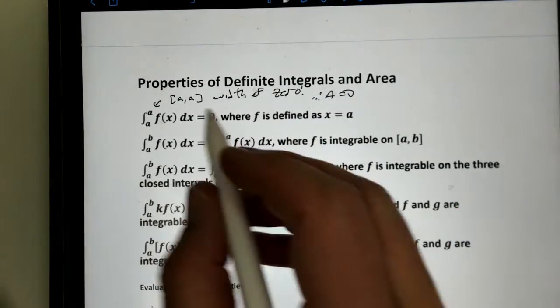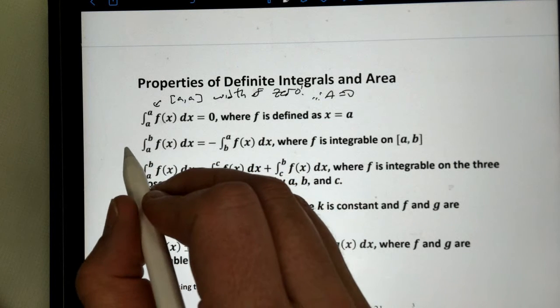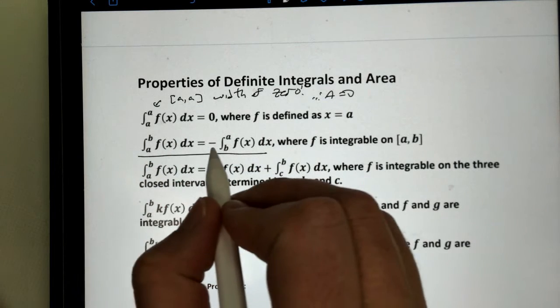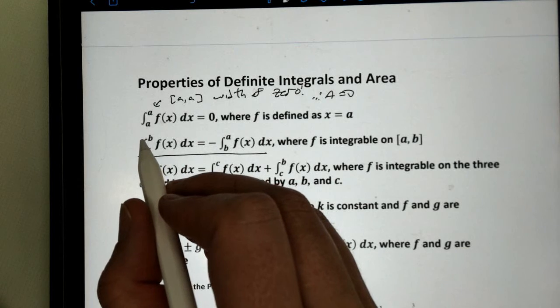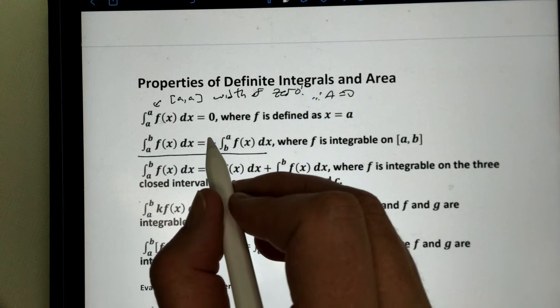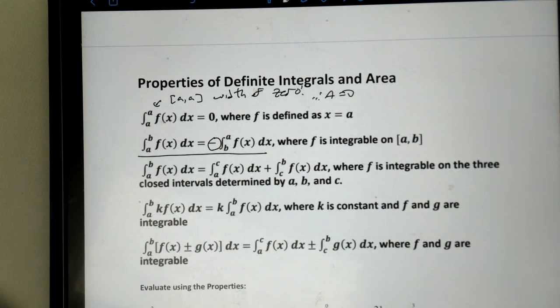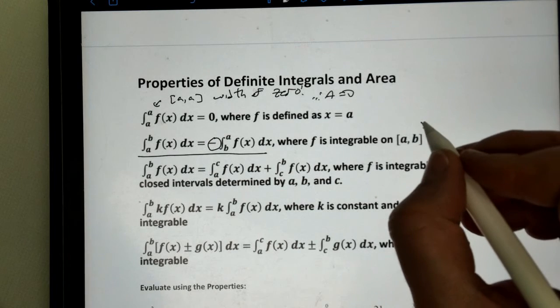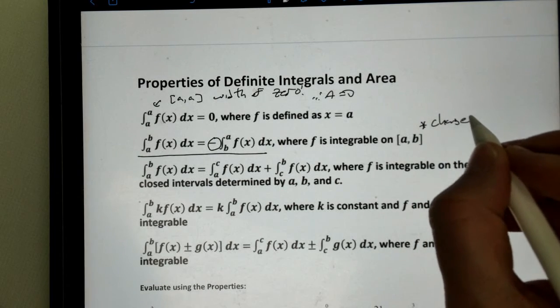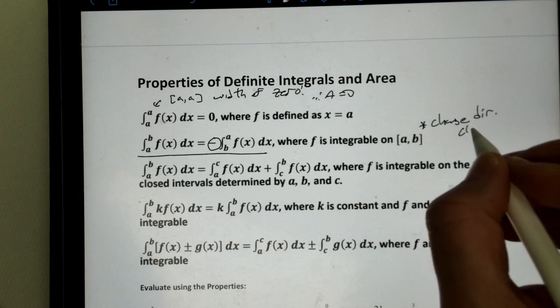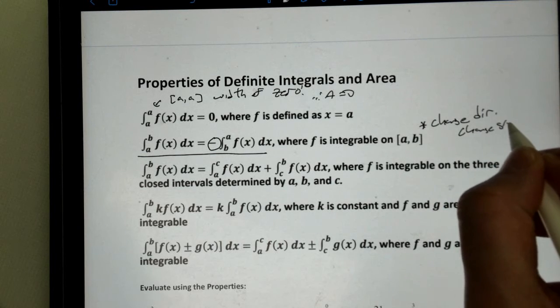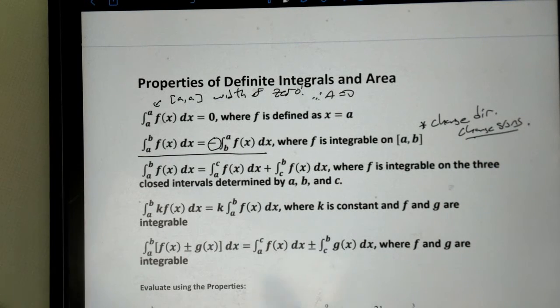This is an interesting rule right here. If we switch directions, if I'm going from A to B, and I go now from B to A, we just change our signs. It becomes opposite. So this one, we just say basically if you change your direction, change signs. We'll talk more about why this works later on.